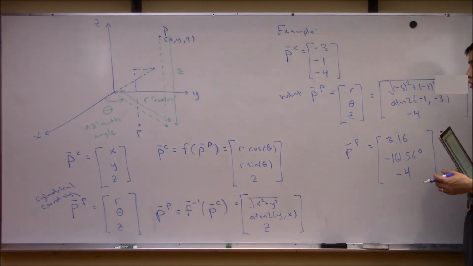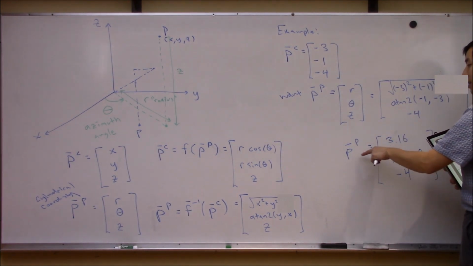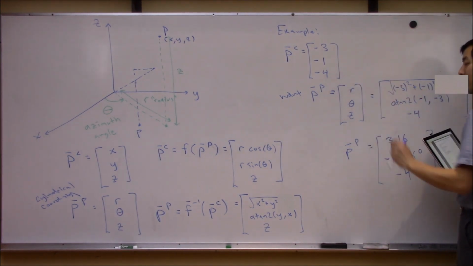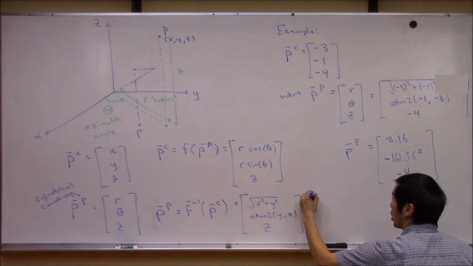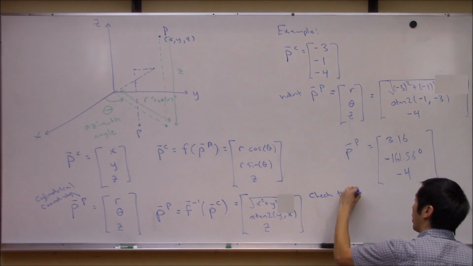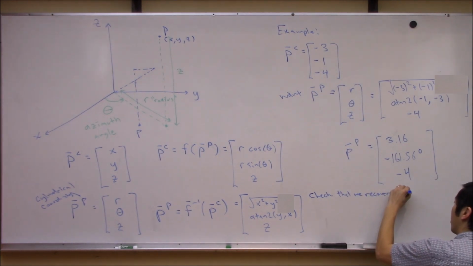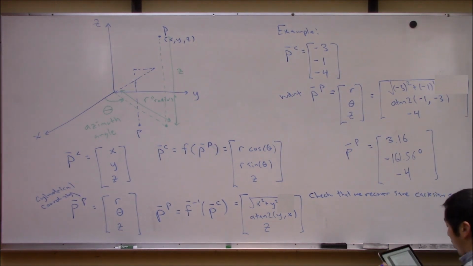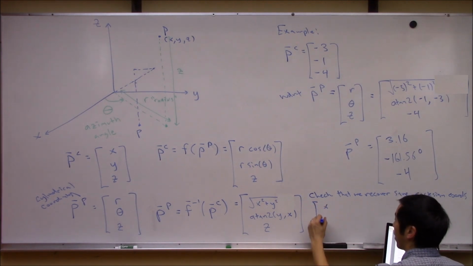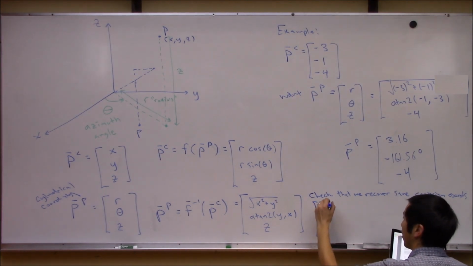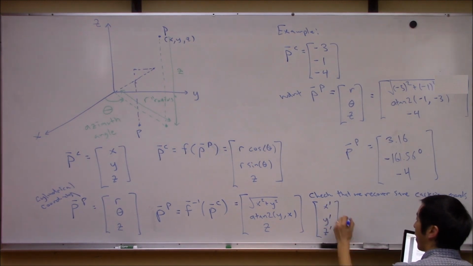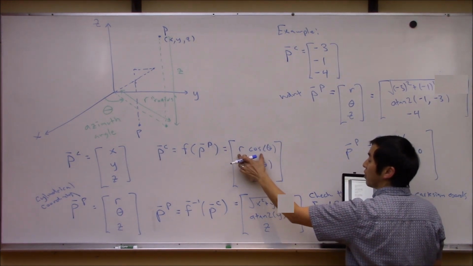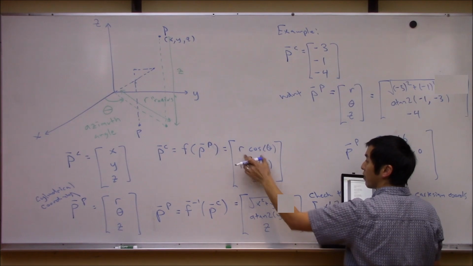Now, to double check ourselves to make sure we're all on the same page, let's go back and take these cylindrical coordinates and verify that we recover the same Cartesian coordinates, right? In other words, what I want to compute here is x, y, z, and maybe let's call these primes, because these are going to be our check values. And the way I'm going to compute these is I'm going to use our forward transformation, given the cylindrical coordinates, compute this, right?